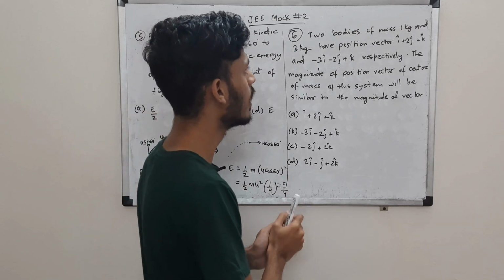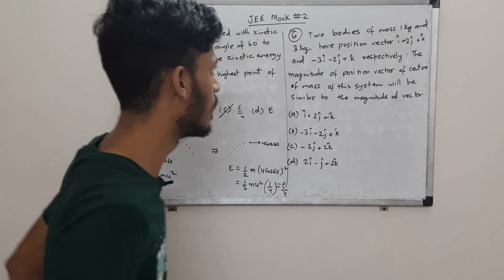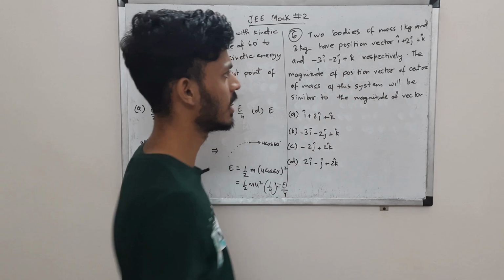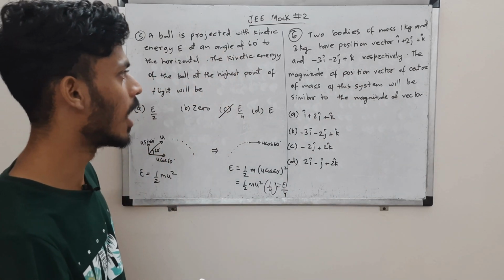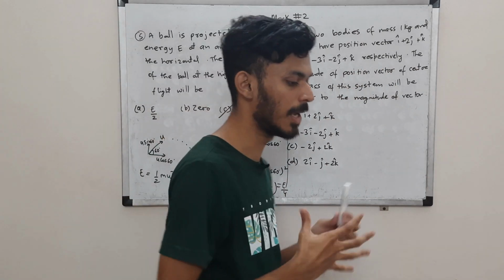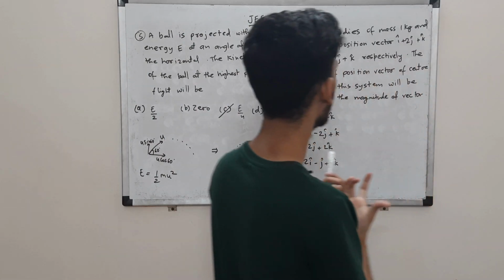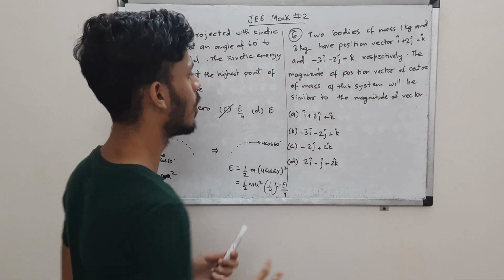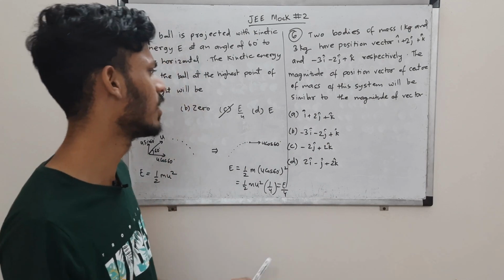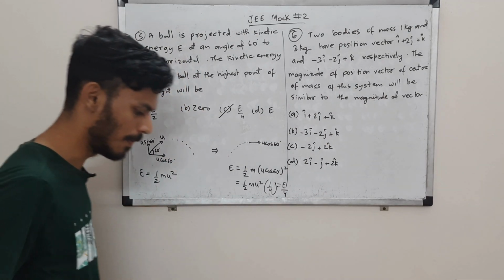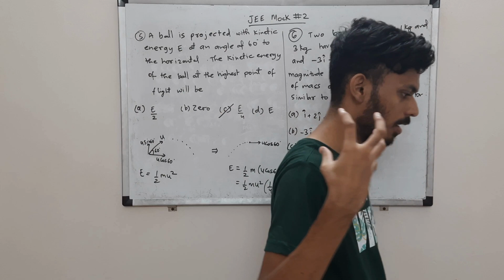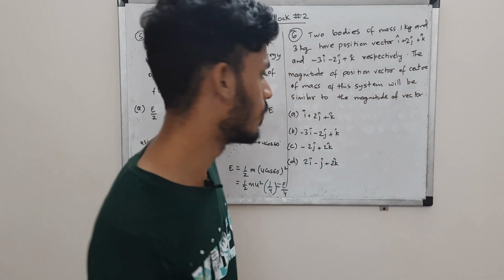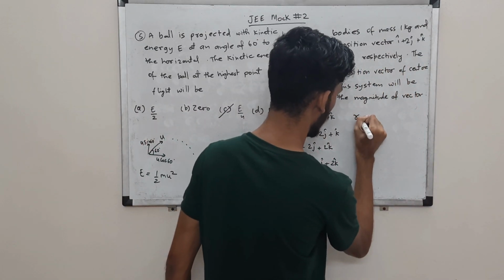Let's come to this one. Here we have two bodies of mass 1 kg and 3 kg. Their position vectors are given. You are supposed to tell the magnitude of the position vector of the center of mass, which matches the magnitude of which of the given vectors. So first of all, let us find the position vector of the center of mass. That is what we are directed to in this question.